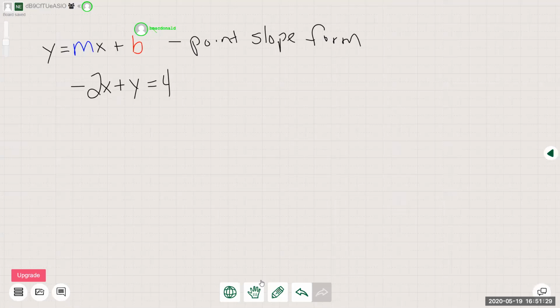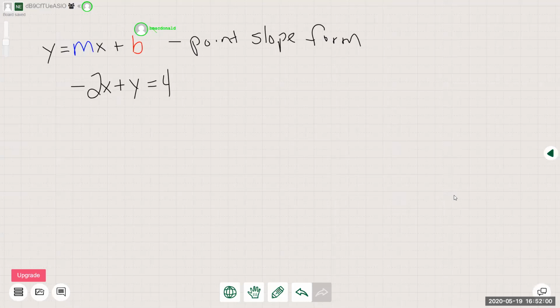So let's take a look at this equation. It is -2x plus y equals 4. So already we can tell this is not in point slope form because we have both the y and the x variables on the same side, and we don't want that. We want y to be by itself on one side and then all other numbers and variables on the other side. So this is algebra, and hopefully you have some basis of algebra before you started this.